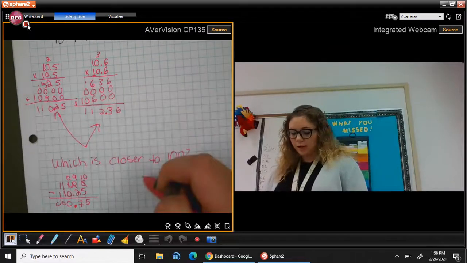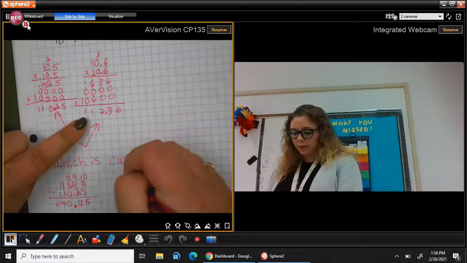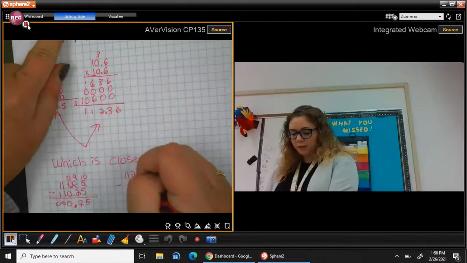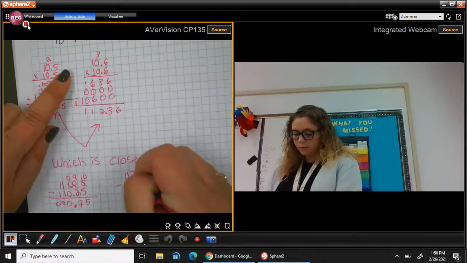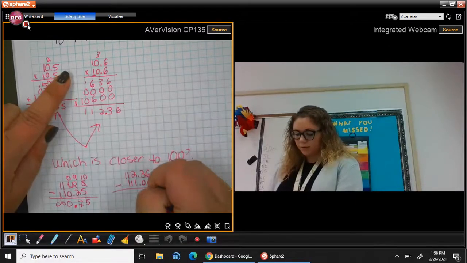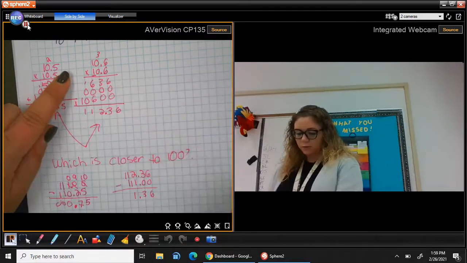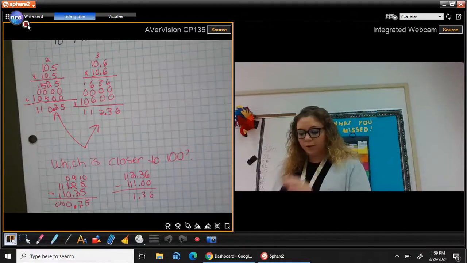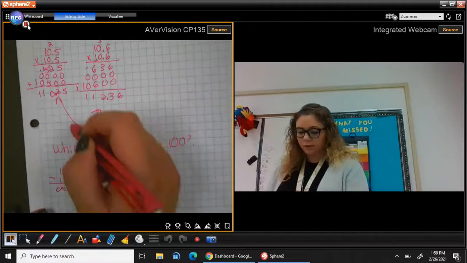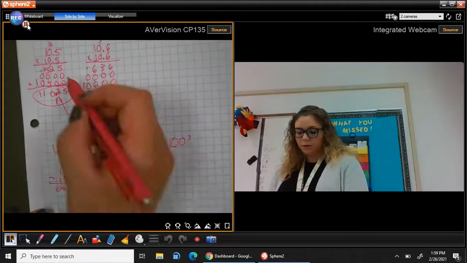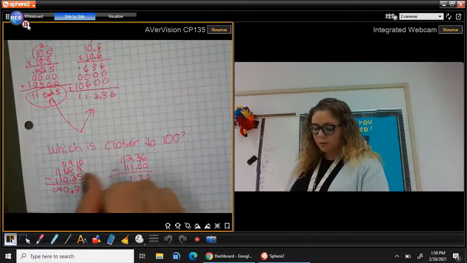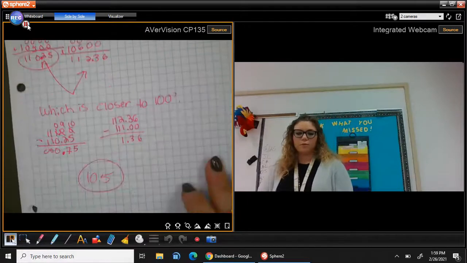Okay, so now let's try this one over here. So again, you're going to take the larger number minus what we're trying to get. Put my placeholders. And I get 1.36. So which is closer? The 0.75 one. So I'm going to go with 10.5. Okay. And that is going to be my answer.